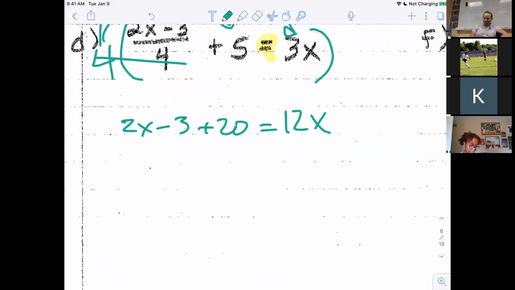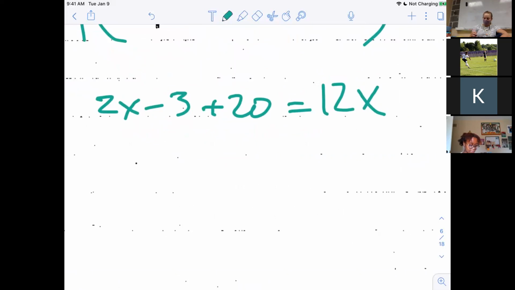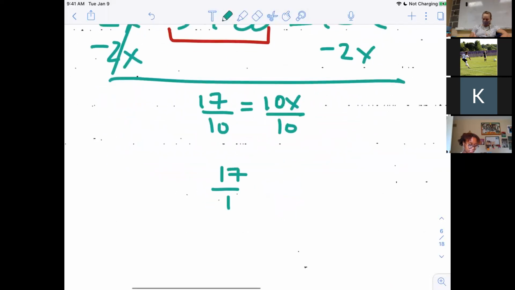Okay. All right, so now we have a very simple linear equation, just x's and constants. So I'm going to combine like terms, combine those guys. And in the same step, I'm also going to minus 2x from both sides just because we're not in Algebra 1 anymore and we can do a couple steps at once. Negative 3 plus 20 is 17, and then 12x minus 2x is 10x. Divide by 10. 17 over 10 is equal to x. Now, not the prettiest fraction, but that's also as simple as it gets. There's no common factor between 17 and 10, so this is as good as we're going to get.